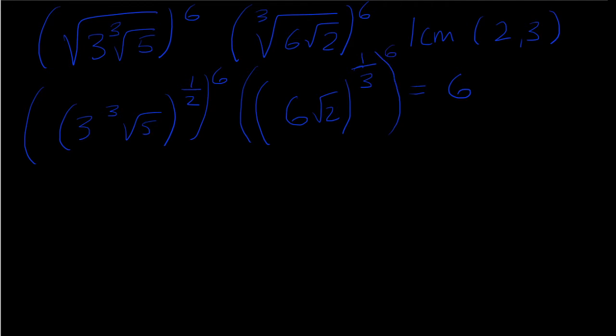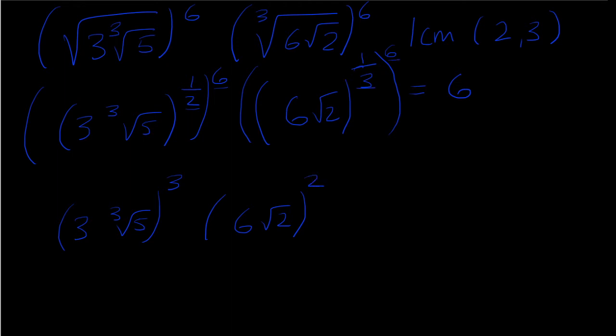We have an exponent to an exponent, so in that case we just multiply the exponents. So let's say we have 3 times cube root of 5, and then we have the exponent of 1/2 times 6, which is 3. On the right, we're left with 6 square root 2, and then 1/3 times 6, which is 2.